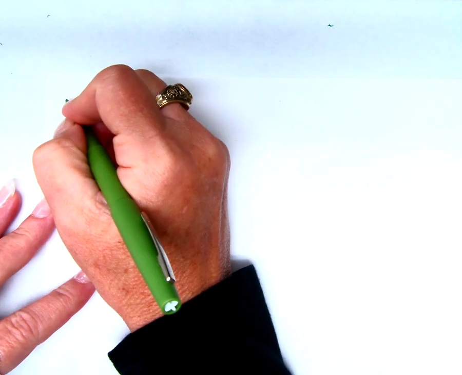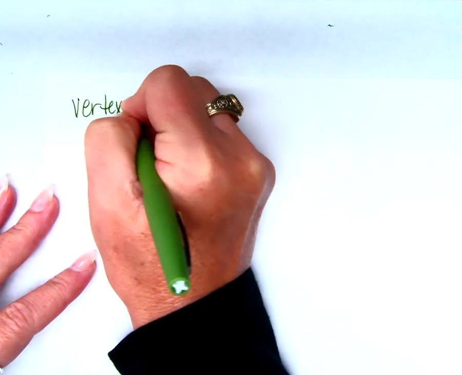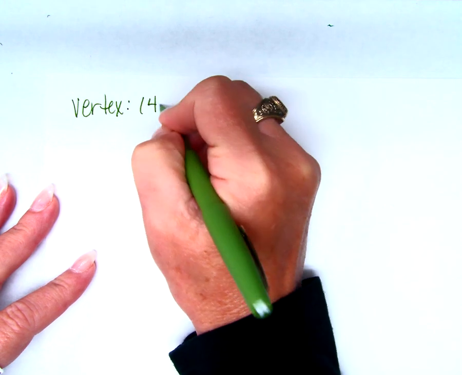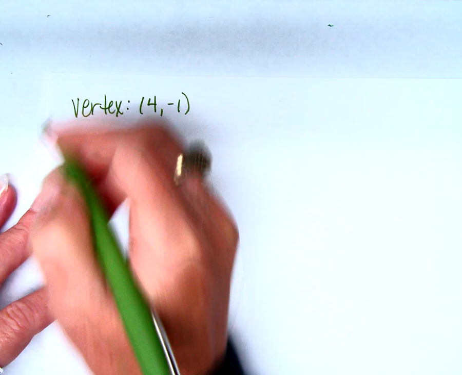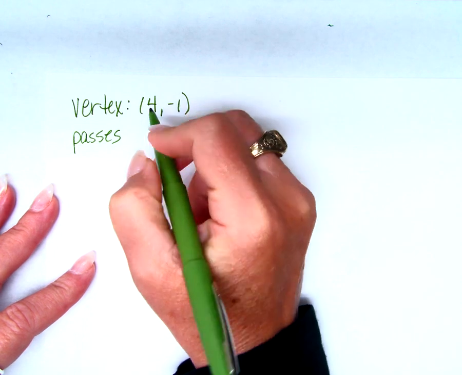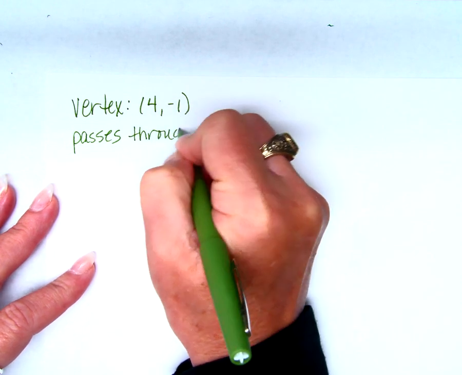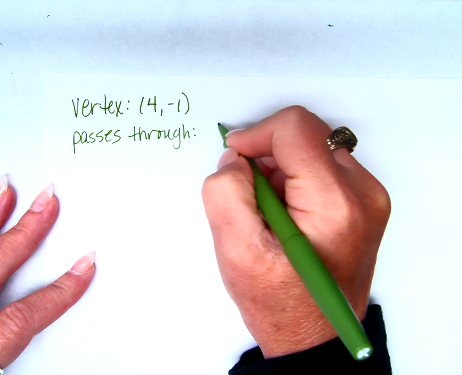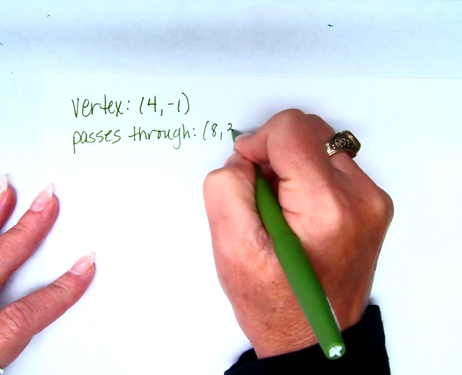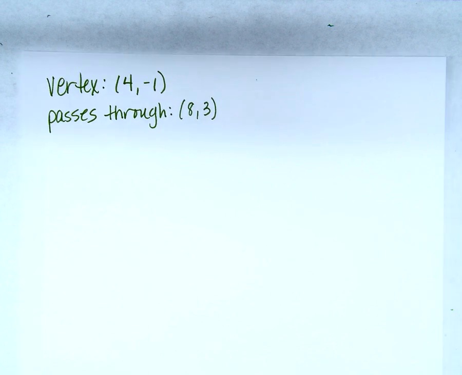Okay? So first things first, let's start here. Vertex is at 4, -1. And the quadratic or the parabola passes through the point 8, 3. It has a vertex at 4, -1, and it passes through the point 8, 3.